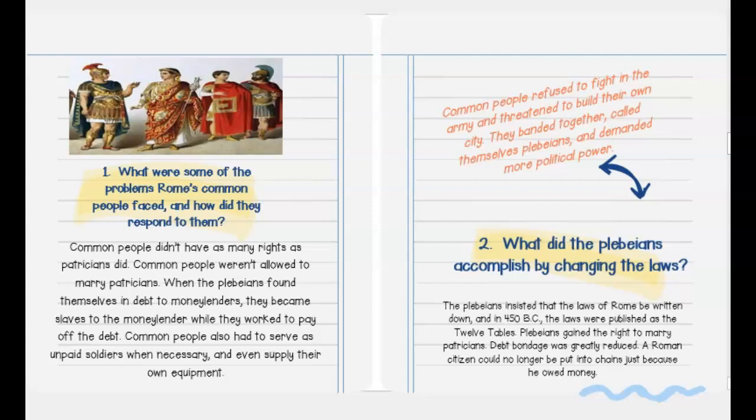And so just a little bit of information, common people refused to fight in the army and threatened to build their own city. They banded together, called themselves plebeians, and demanded more political power.